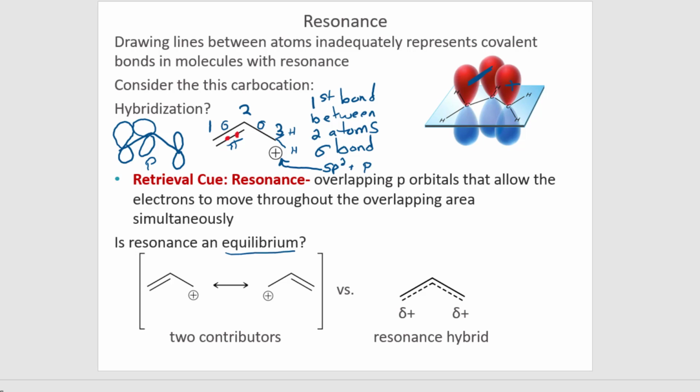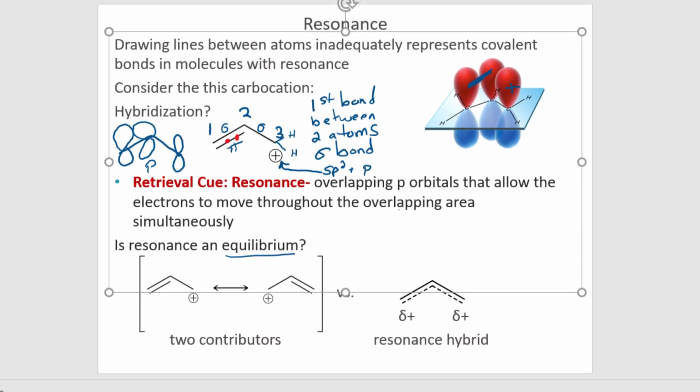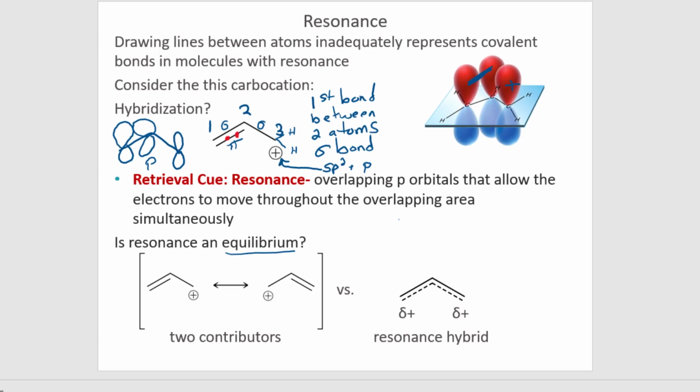Sometimes I think students get a little lazy and you have different instances where you're drawing arrows or you think one arrow looks prettier than others. But what I want to do right now is explain the fact that arrows and the way you draw your arrows actually have a lot of meaning in organic chemistry. So resonance, which is going to be a very important retrieval cue for you guys, is when overlapping p orbitals allow electrons to move throughout overlapping areas simultaneously.